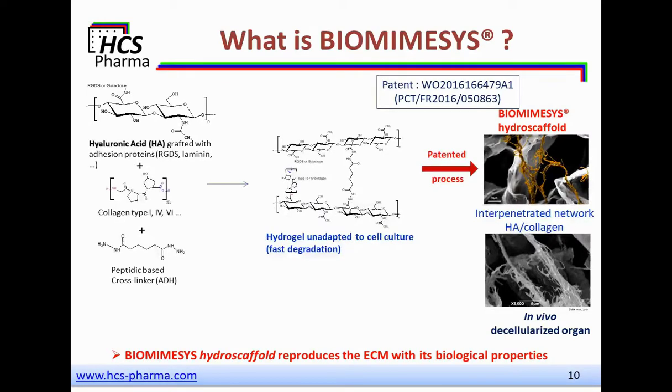And now I'm going to explain how we developed Biomimesis. Biomimesis is carried out by cross-linking reaction of hyaluronic acid with collagen 1, 4, and 6 using ADH as a cross-linker to obtain at first a hydrogel. But the hydrogel is not suitable for cell culture due to the fast degradation. And the innovation at HCS Pharma: we have developed a new process to improve the mechanical property of Biomimesis and to transform hydrogel to hydroscaffold.